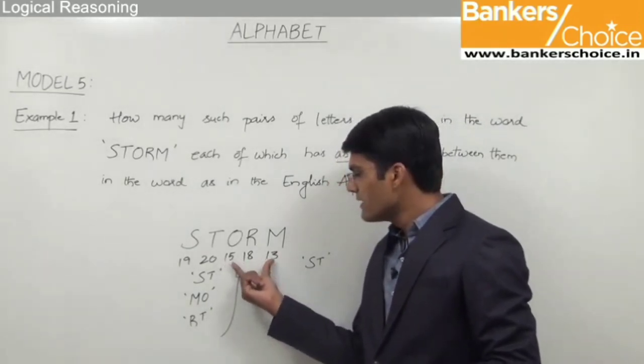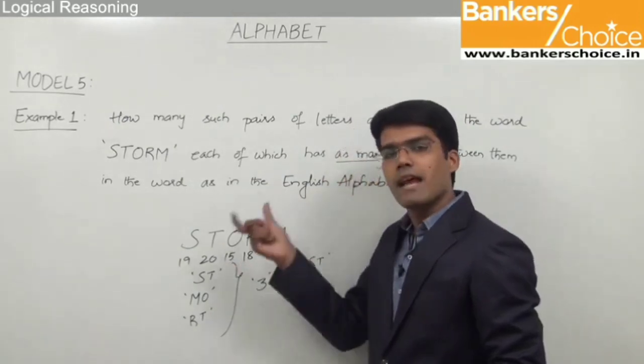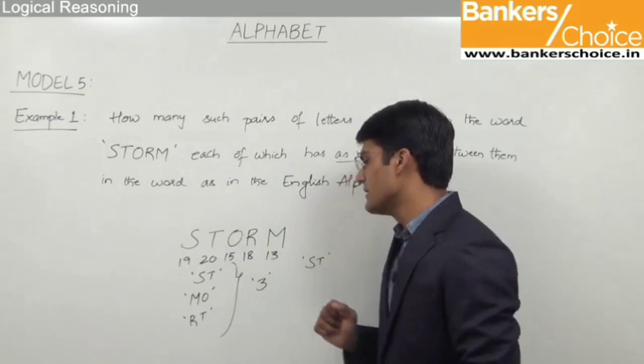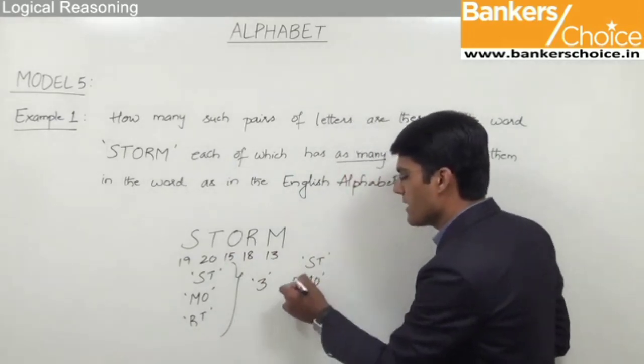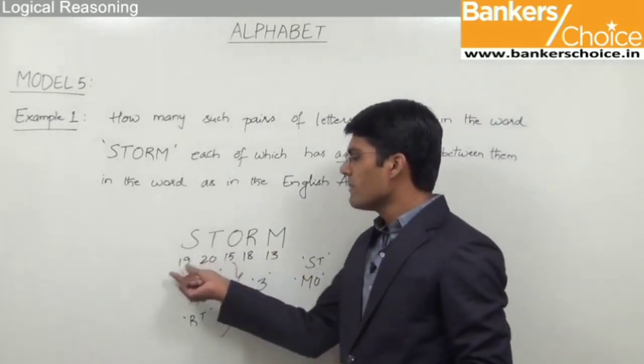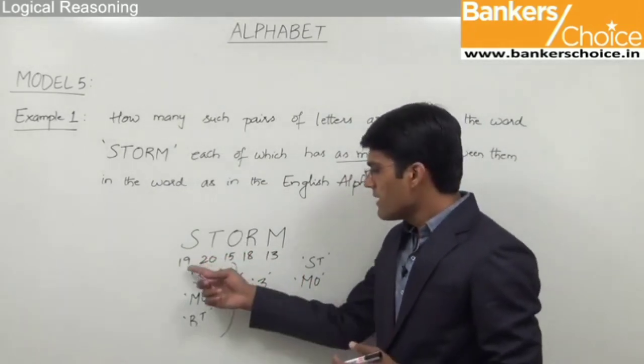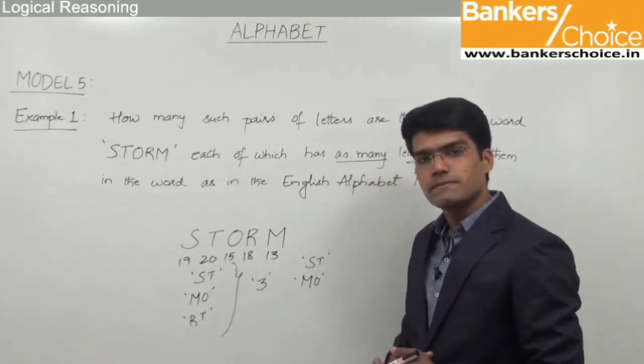But because in between 13 and 15, we have 18 here. In the actual sequence also, we have only one number between 13 and 15. So 13 and 15, that is MO, makes the second pair. And 13 with the remaining numbers cannot make a pair. Why? Because they are far away in the actual sequence when compared to the given sequence.